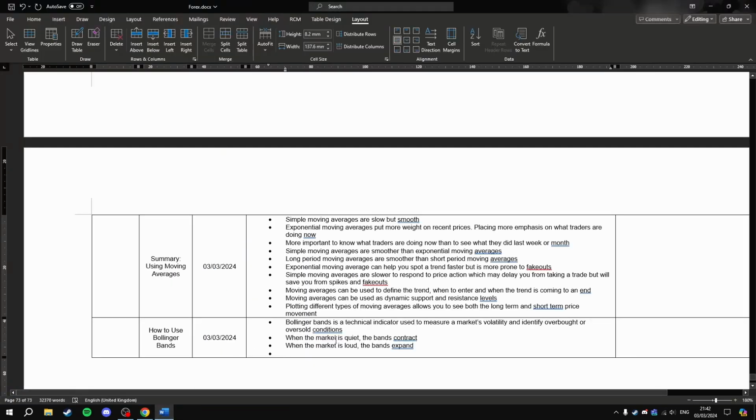So upper and lower bands measure volatility or the degree of variation of prices over time.